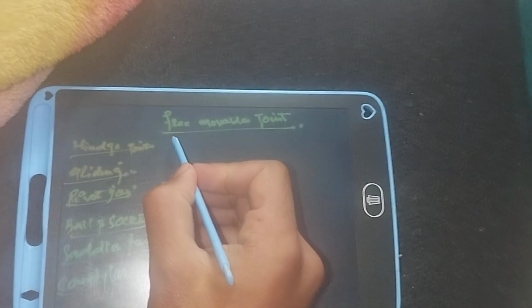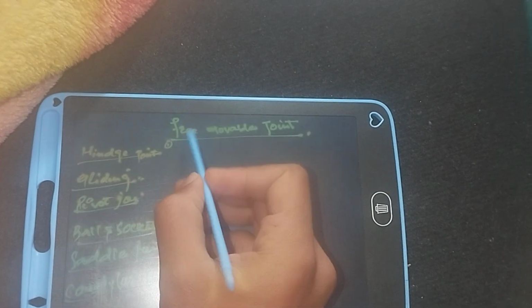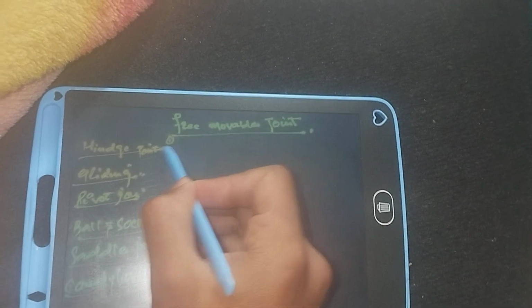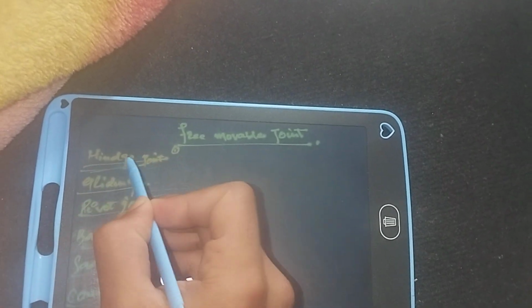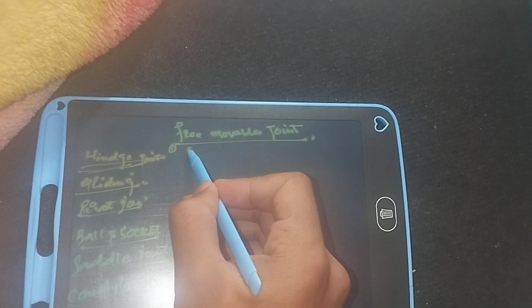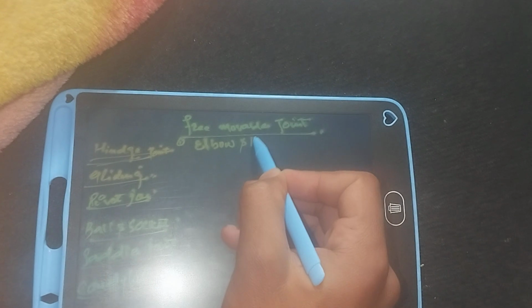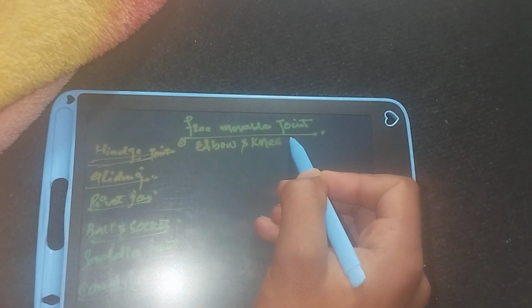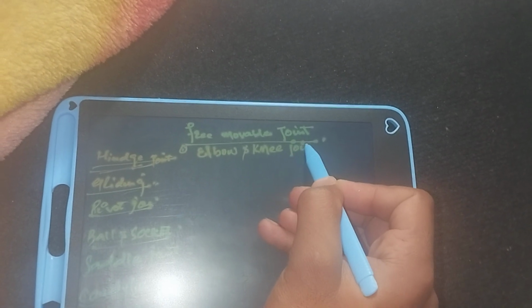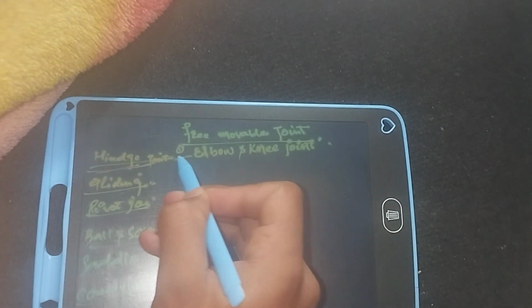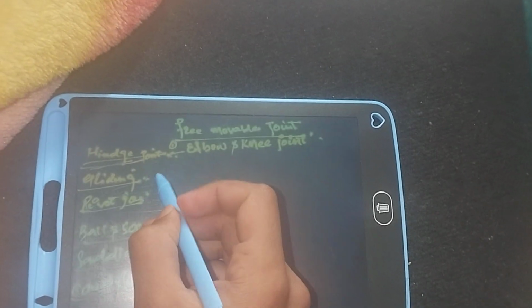Let's see the examples. Firstly, we will see the example of the hinge joint. Where is it present? In our elbow and knee. The elbow and knee joint is what we call a hinge joint.